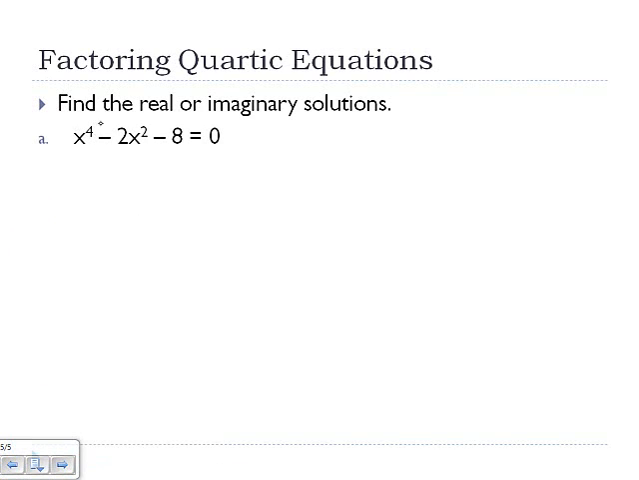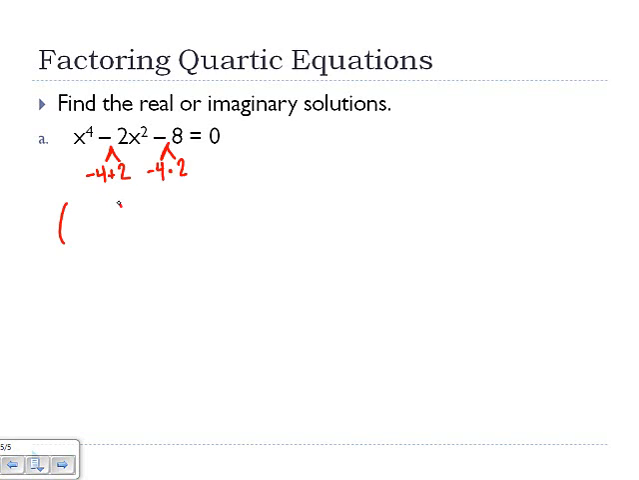Because this is an x to the fourth and this is an x squared, it's like a quadratic that goes from 2 to 1 to none, but it goes from 4 to 2 to none. So we're going to factor it just like a quadratic equation. What are the factors of -8 that make -2? That would be -4 times 2, or -4 plus 2.